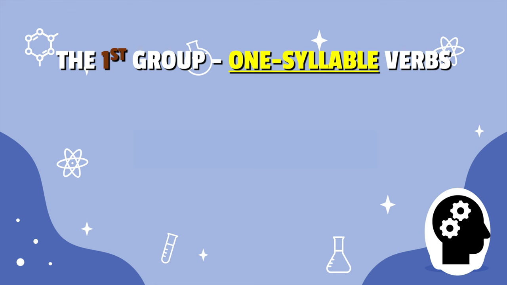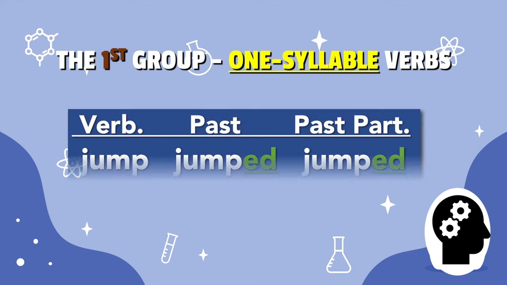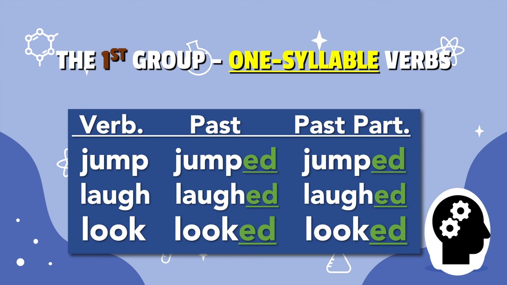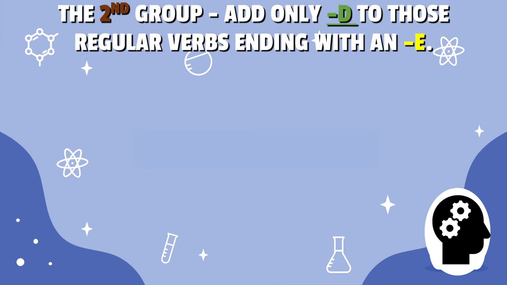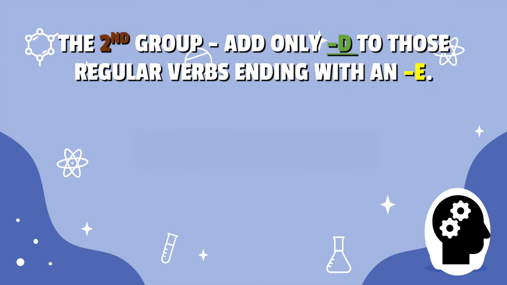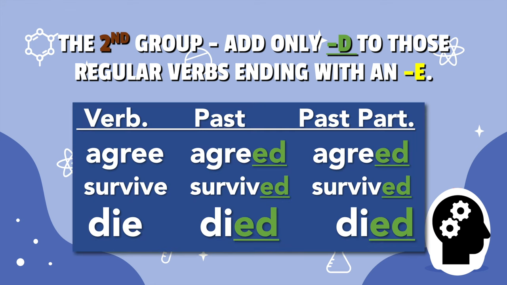The first group is one-syllable verbs, and these ones don't change. For example, jump, jumped, jumped; laugh, laughed, laughed; look, looked, looked. In the second group, add only D to those regular verbs ending with an E. For example, agree, agreed, agreed; survive, survived, survived; die, died, died.